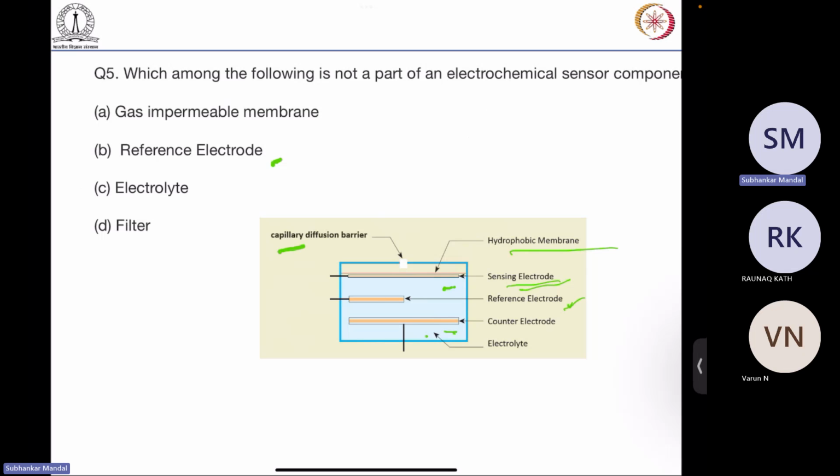Then the capillary diffusion barrier is here, so you have a gas impermeable membrane. This hydrophobic membrane and capillary diffusion barrier make up the gas impermeable membrane, so that is correct. We have a reference electrode in the sensor, and we have the electrolyte, but you don't have any filter which can filter your gas. So the filter will be the answer. Option D.